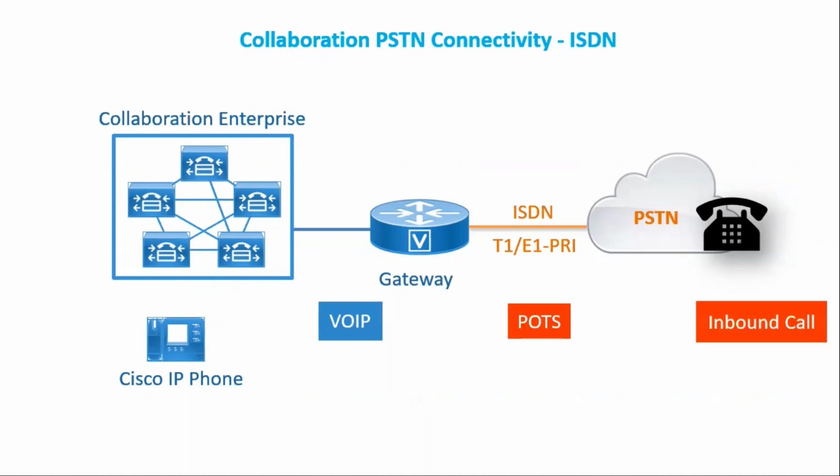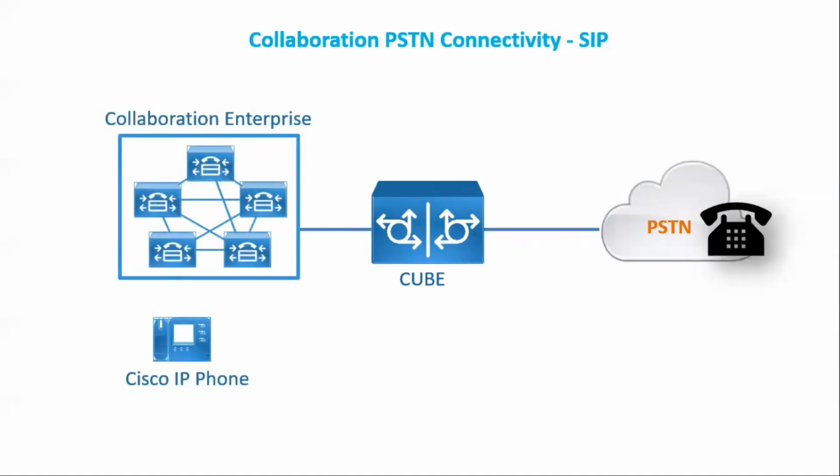As for the inbound calls, the calls coming from the PSTN towards our enterprise end user, the call comes through the T1 or E1 PRI circuit using the ISDN protocol to the gateway. The gateway receives the call, processes it further, and sends the call to the collaboration enterprise, to the CUCM server. Here, one call leg is the POTS and the other call leg is the VoIP. Then the Unified Communication Manager server sends the call to the Cisco IP phone and the call gets connected.